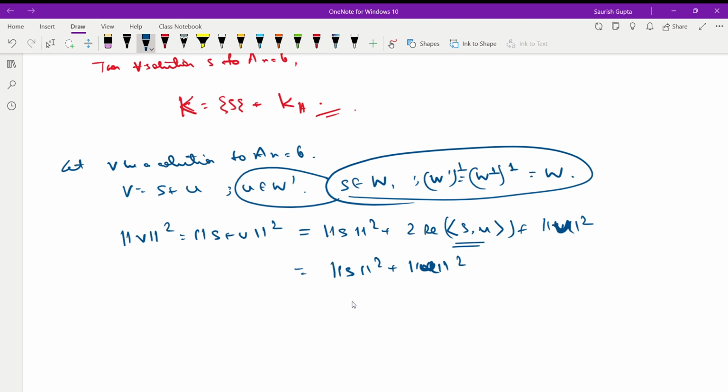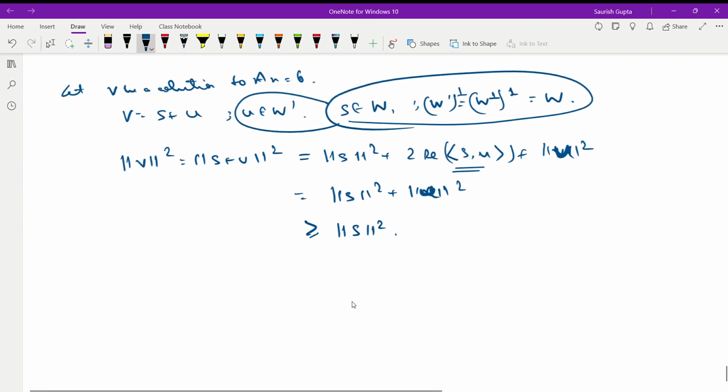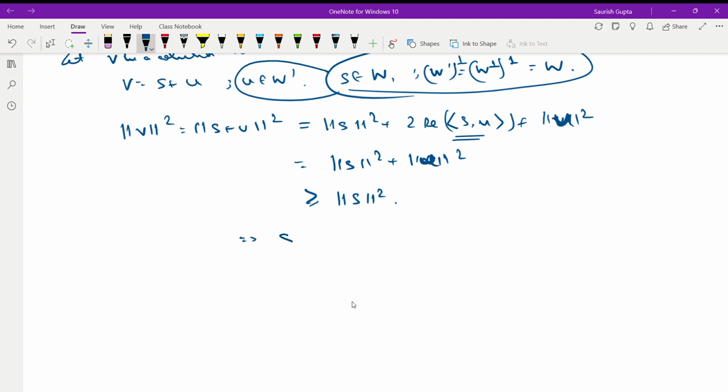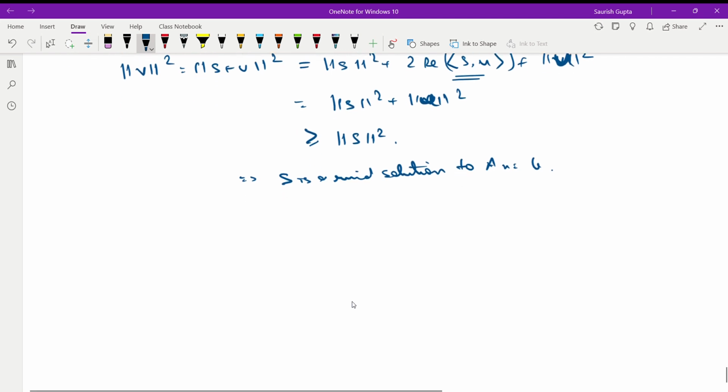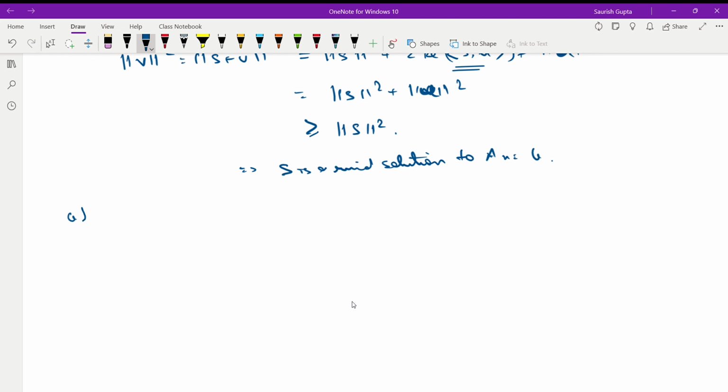Sorry, you're talking about U, right? Yeah, here norm of U squared. Now, the norm of U part is a non-negative part. So this should be greater than or equal to norm of S squared. Okay, which obviously means that S is a minimal solution. S is a minimal solution to Ax equals B. Right?